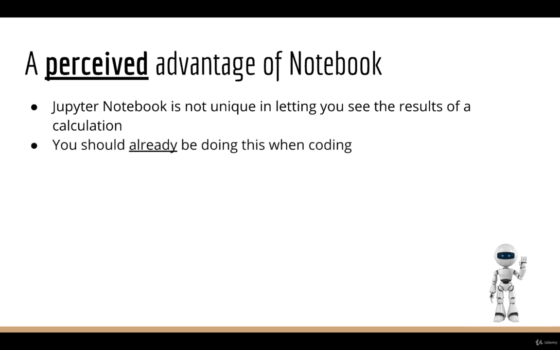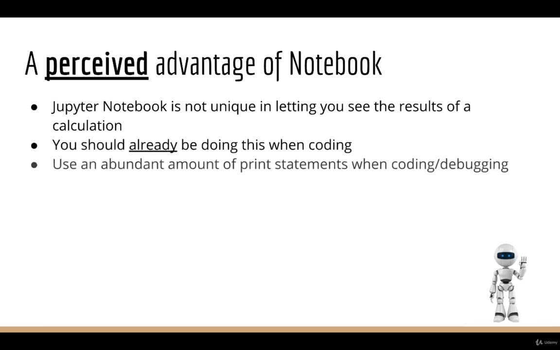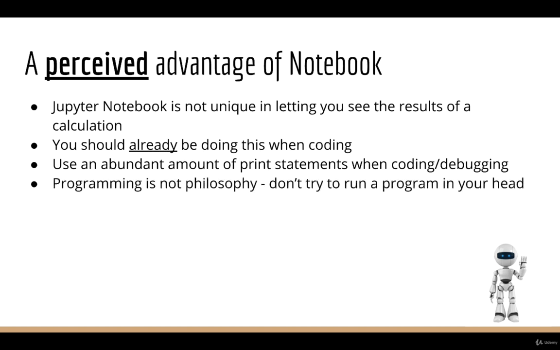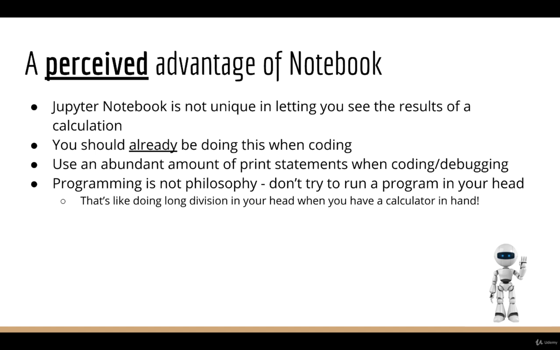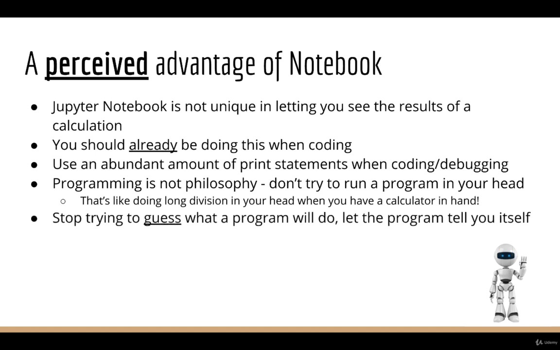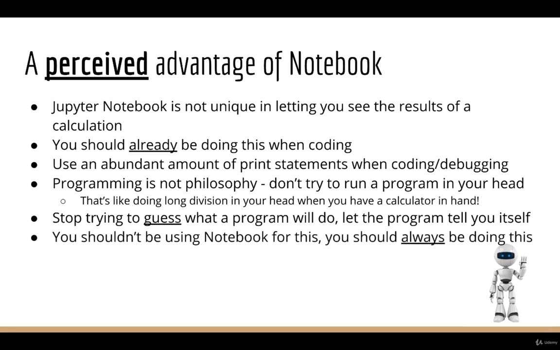You should, in fact, always be doing this. If you're not using an abundant amount of print statements while coding, you are not doing it right. Remember, programming is not philosophy. You're not supposed to be running a program in your head. That's like trying to do long division in your head when you have a calculator in your hand. So just by printing things out, you can be more efficient. Stop trying to guess what a program will do, and just let the program itself tell you what it's doing. The key takeaway here is, you should always be printing things out. The fact that Jupyter Notebook shows you the result of each block of code is not simply a happy surprise.